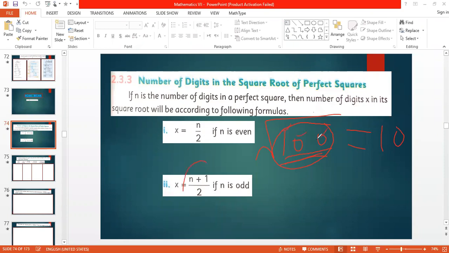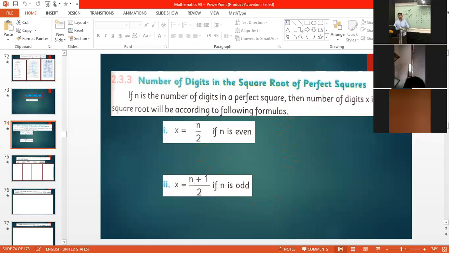So for that, we have the formula n plus 1, divided by 2. Here in this question, n is 3, so 3 plus 1 divided by 2. That is 4 by 2, so 2 is the answer. It means when we find the square root of 100, we get 10, and the number of digits in this 10 is 2.